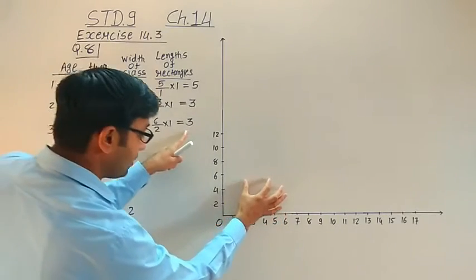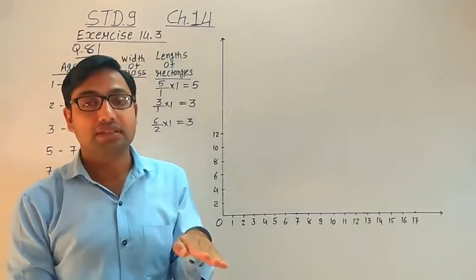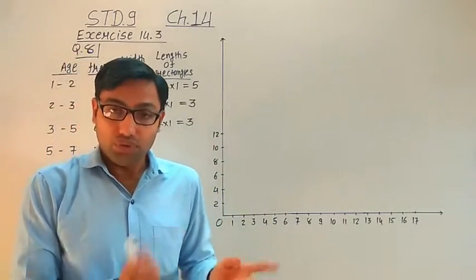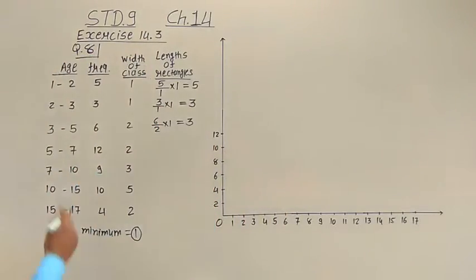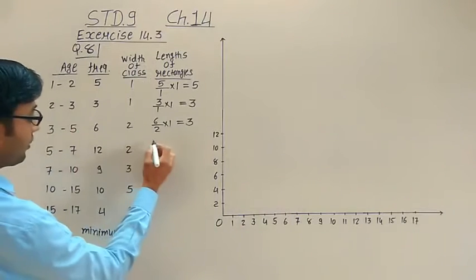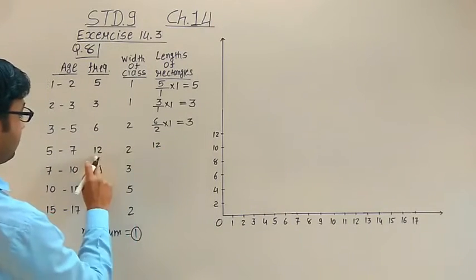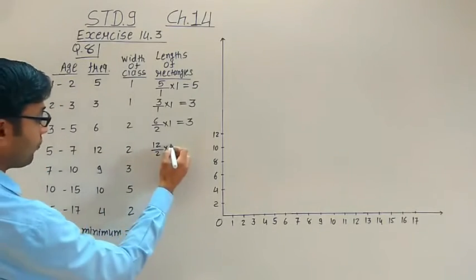Instead of this, we will take the height of only 3. So what are we doing? Decreasing the size, because by doing this we get the correct histogram. Now here also, the class width is 2, so now frequency is 12. Its width is 2, and minimum class width is 1.